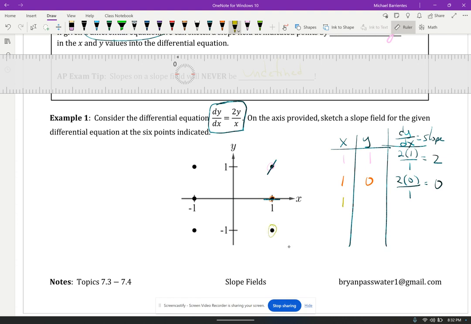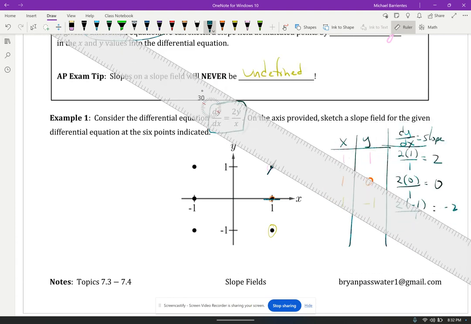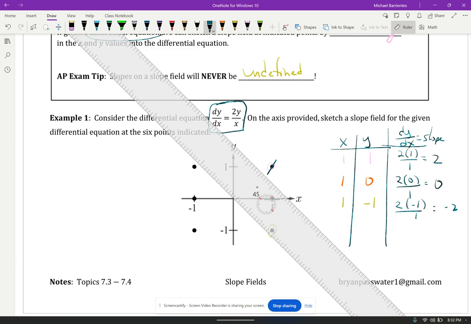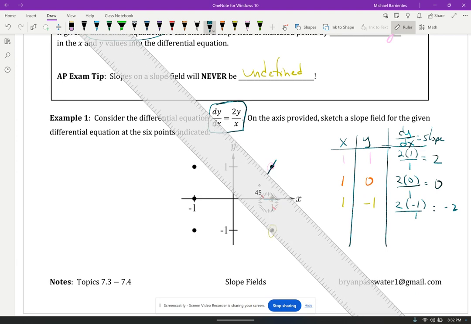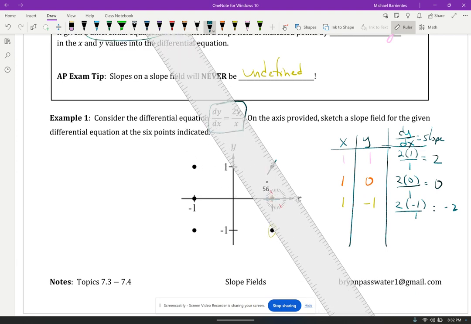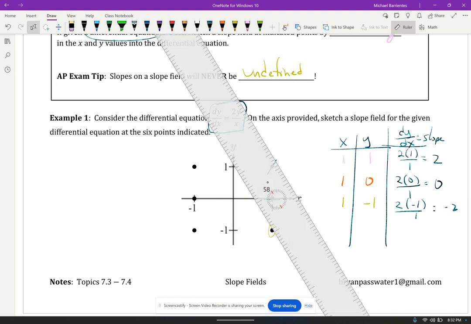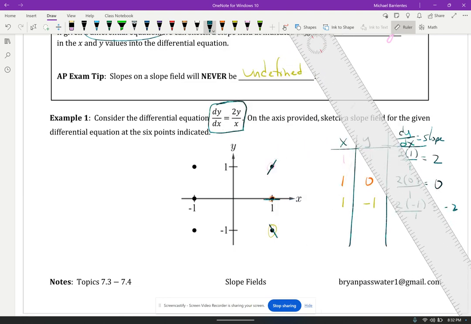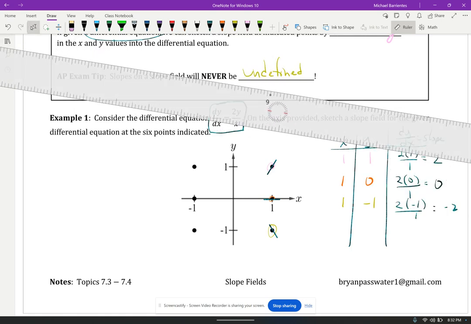Okay, well, let's find the next x and y value. This one, x is 1, the y value is negative 1. According to this formula, I'm supposed to multiply 2 times negative 1 divided by 1, and that's going to give me negative 2. So I have to draw a little line segment with slope negative 2. This is a line segment of slope negative 1, I'm sorry, and this is a line segment of slope negative 2. How do I know that? Because it goes down 2 over 1. And so I draw my little line, and there is the completion of the first 3 points.